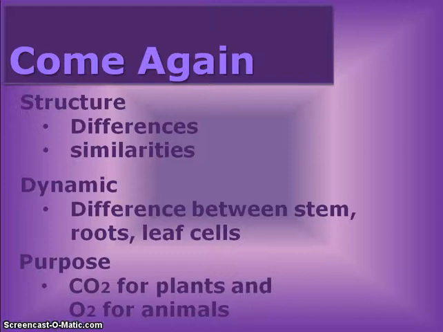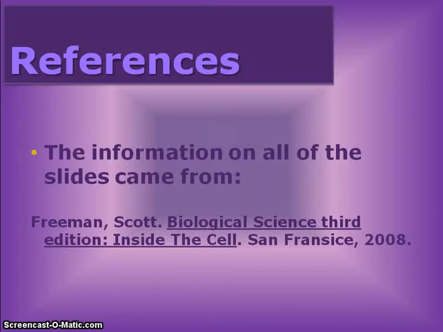Plants need carbon dioxide, which is produced by cellular respiration, which is prominently in the animal cell. And animal cells need oxygen, which is produced by photosynthesis in plants, which does not occur in animals. So basically, they're all very, very important to life.